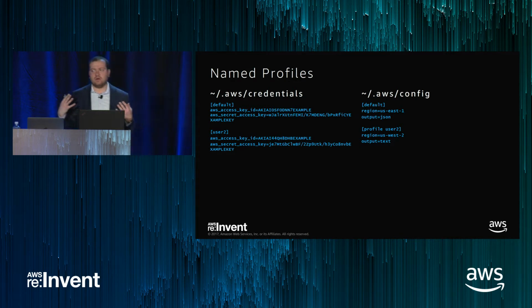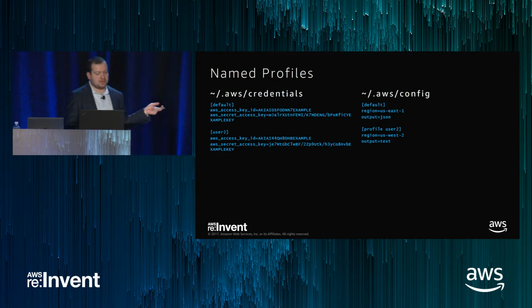I probably want a read-only, a billing, admin, and power user role in every AWS account. And then you probably want users too, if you're not using roles. So anyway, you've got multiple IAM users. How do you switch between them on your CLI?